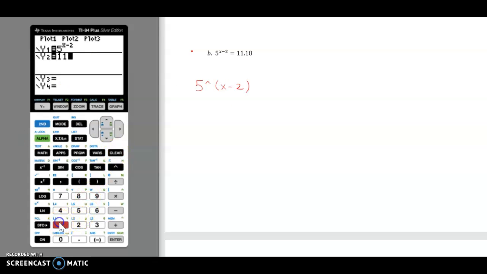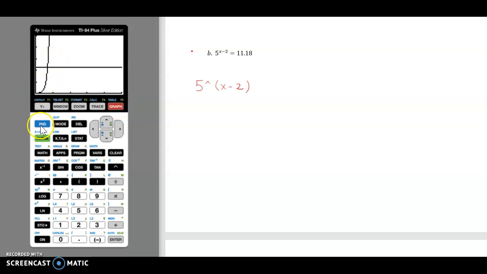And so next we have 11.18. And we're going to go ahead and graph it. Once again, our y-axis was scaled very, very high. This is only 11.18. I'm going to change my y-axis. So instead of going up to 9,000, let's do 25. 0 to 25. And I'm going to change my y scale to 5 units. And there we go. So second, trace, press option 5.